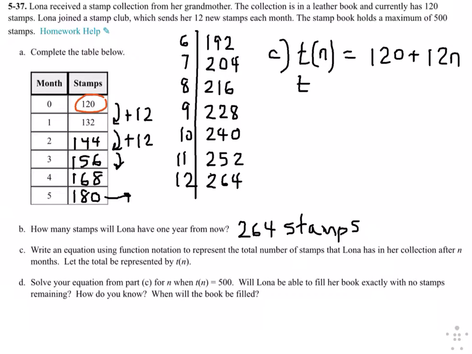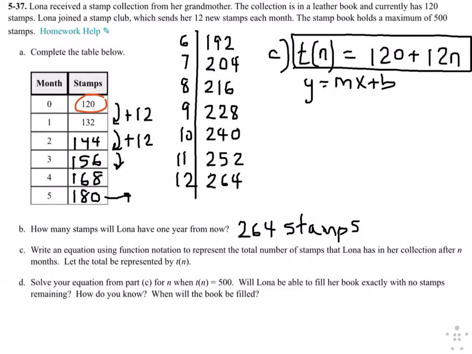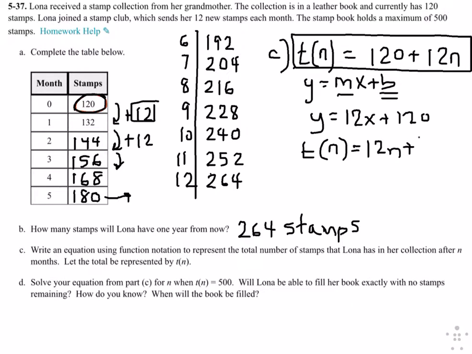So another way to think about it, if we were thinking about it in slope-intercept form, y equals mx plus b, just to think about it this way. We know that the b is this y-intercept, and the m here is the plus 12. So we could write it as y equals 12x plus b, the y-intercept 120. But then they wanted it in function notation, so we'd have to change it to t of n equals 12n plus 120. So again, either way you want to do it is fine.